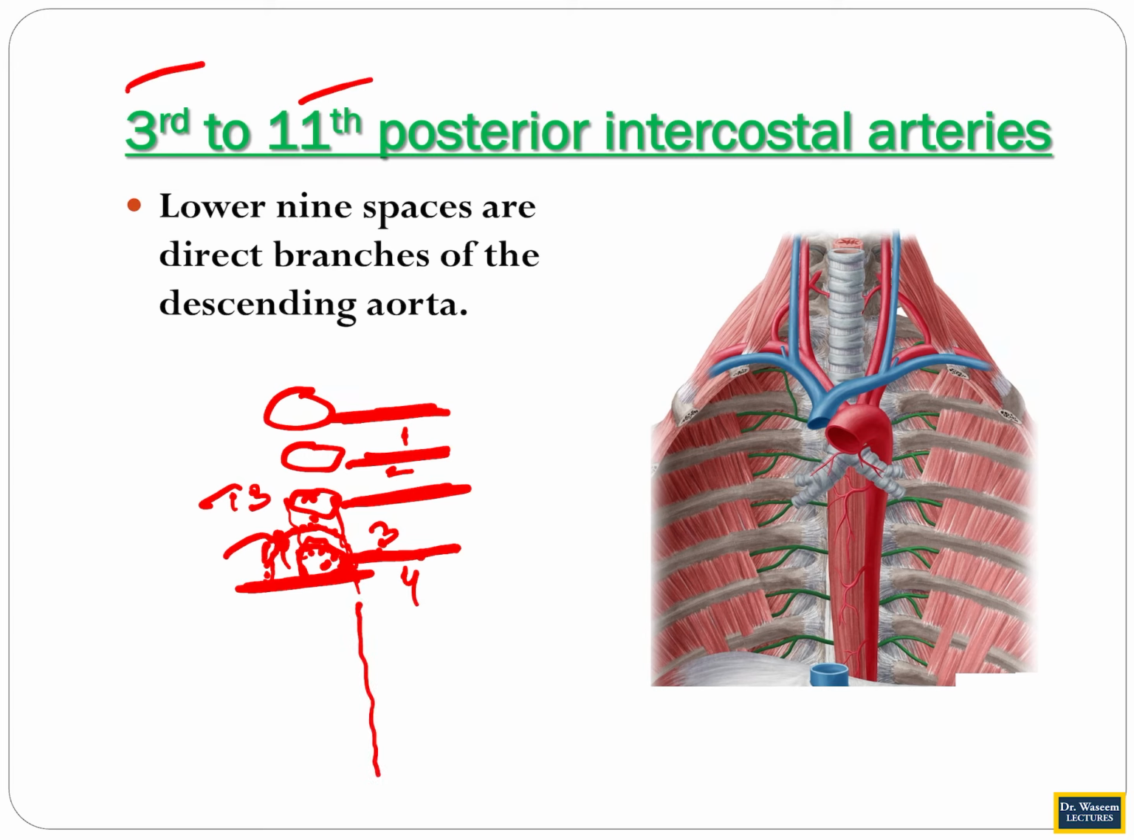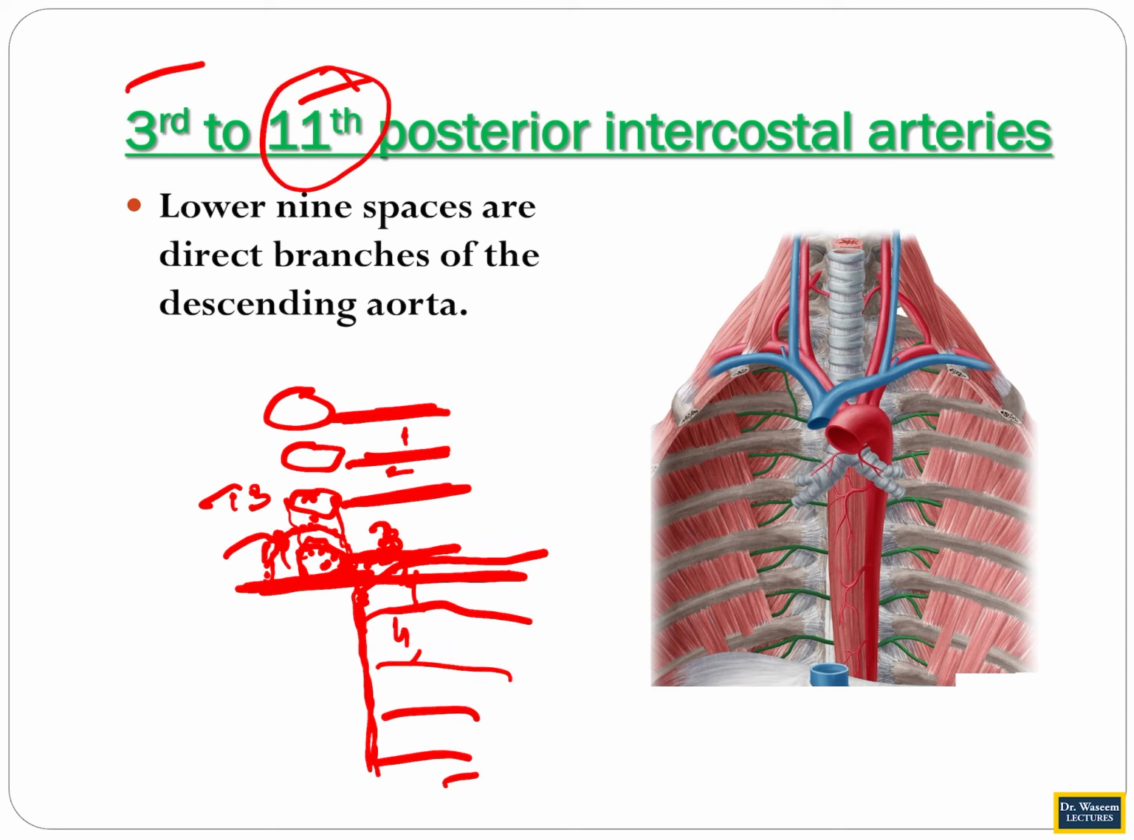When your arch of aorta finishes here, your descending aorta starts at the lower border of the 4th thoracic vertebra, which is where the 4th rib is. Above the 4th rib you already know we have the 3rd intercostal space, and below the 4th rib you have the 4th intercostal space. So the aorta is enough by itself to supply the 3rd intercostal space, then the 4th, then the 5th, 6th, 7th, 8th up to the 11th.